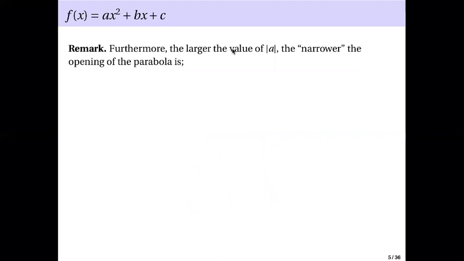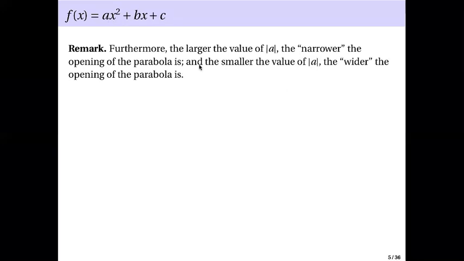Furthermore, the larger the absolute value of a, the narrower the opening of the parabola is. Okay? So if the absolute value of a is greater than 1, and as it becomes larger, the opening becomes narrower. And if the absolute value of a becomes smaller, then the wider the opening of the parabola is.